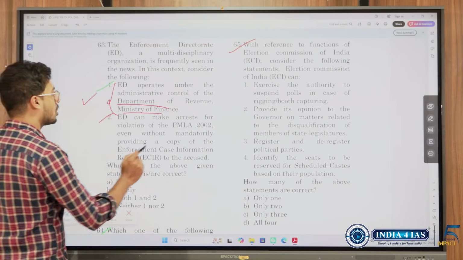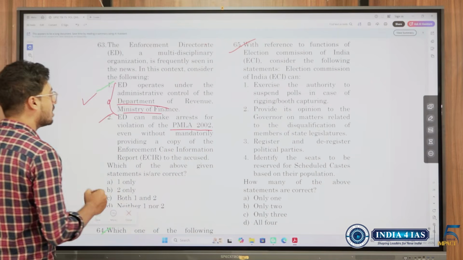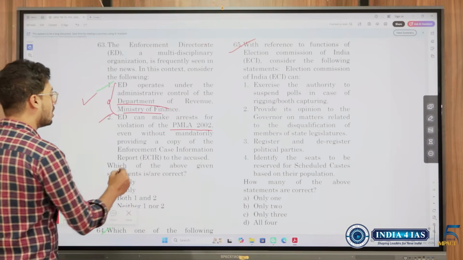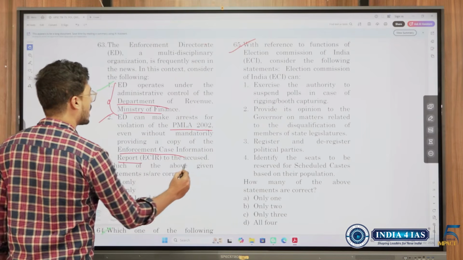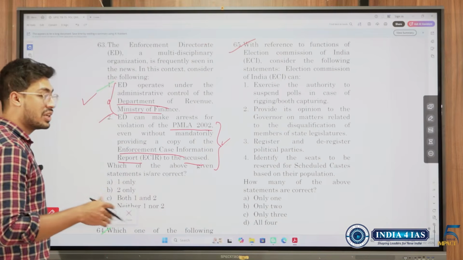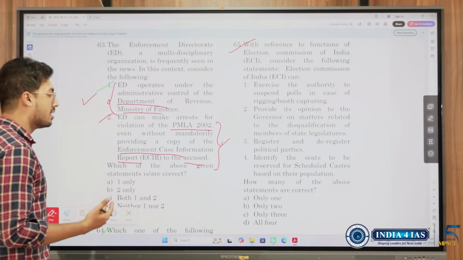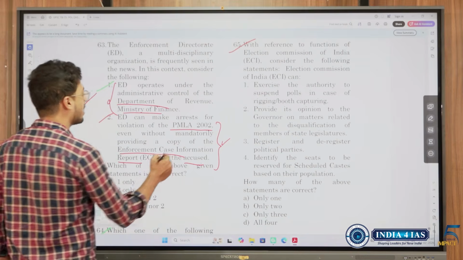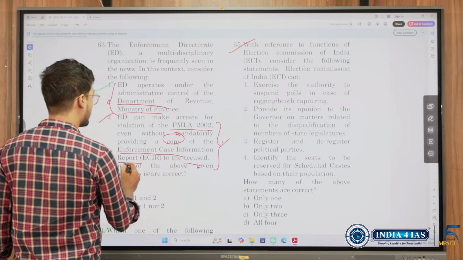ED can make an arrest on violation of PMLA. Yes, even without mandatorily giving a copy of the enforcement case information report to the accused. You could think about this, because ED itself takes up cases which are very, very important, and in such heinous cases you do not expect them to give a copy of the report.